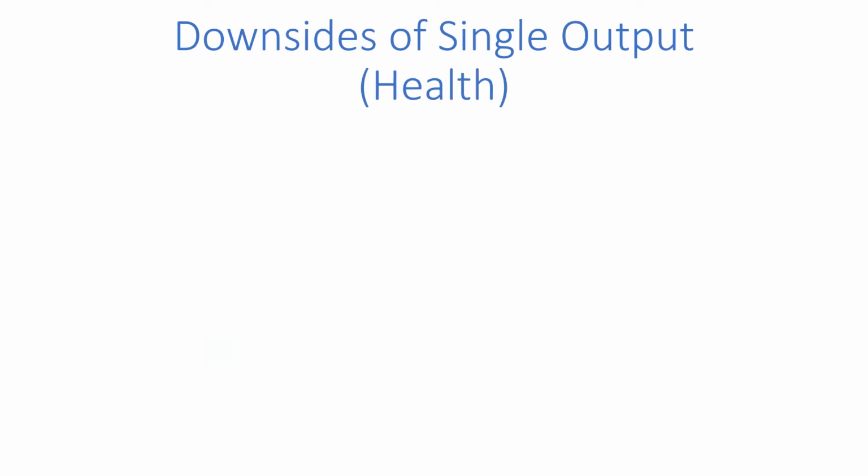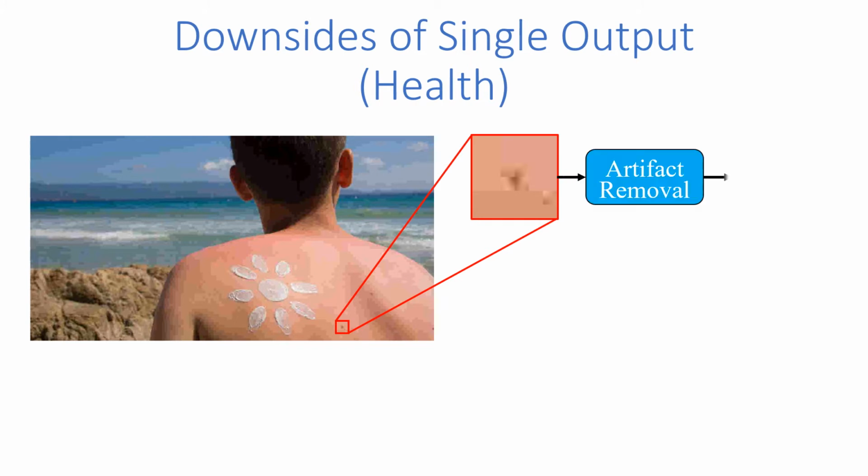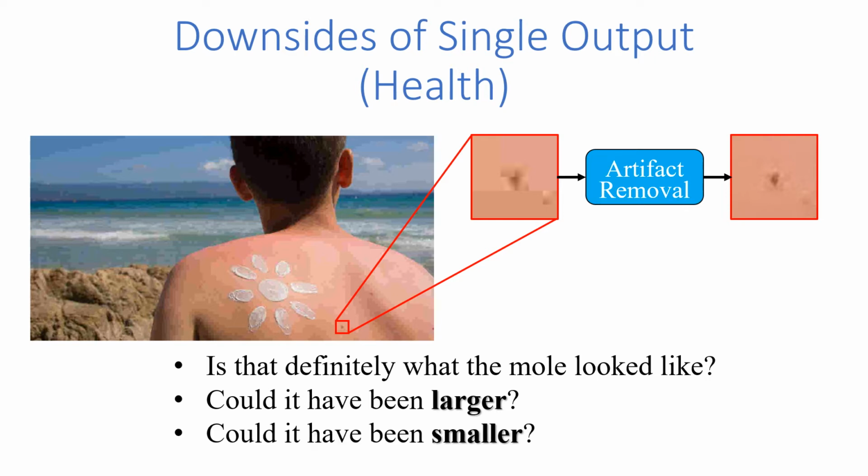How about when a dermatologist is interested to know what a suspiciously looking mole on our back looked like 6 months ago, to see how it changed? We can turn to our old image taken at the beach and zoom in at this mole. Let's even use an algorithm to remove the artifacts. Is that definitely what the mole looked like? Could it have been larger? Smaller? Again, existing methods provide no means to explore the answer to these practical and important questions.